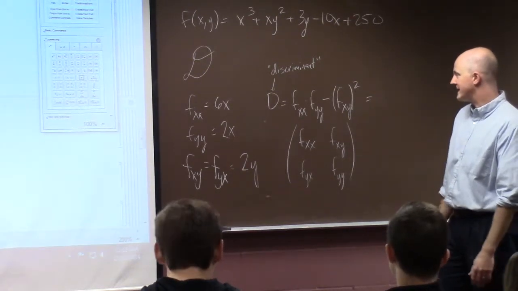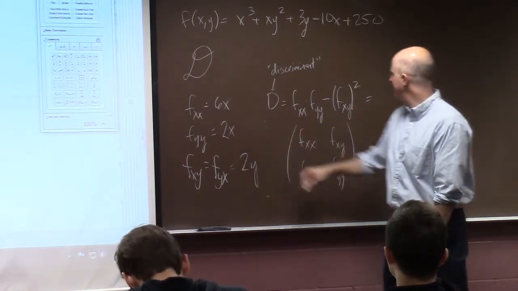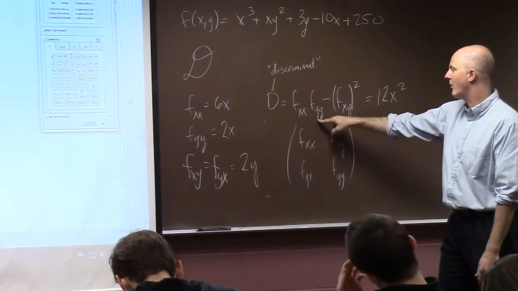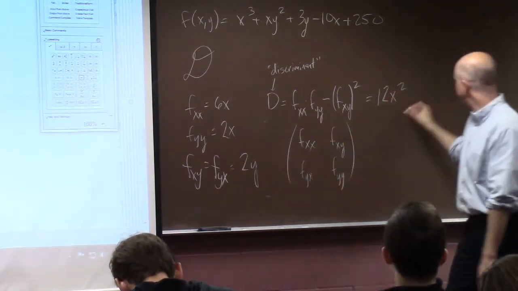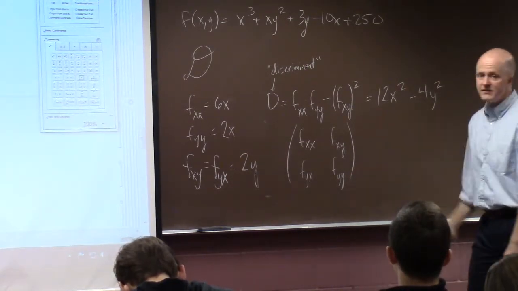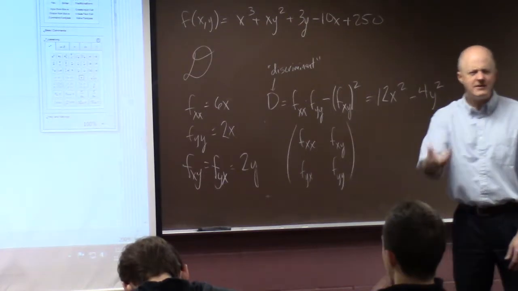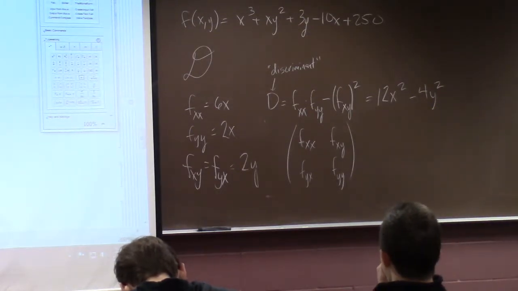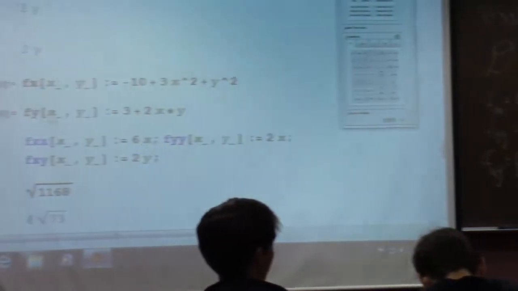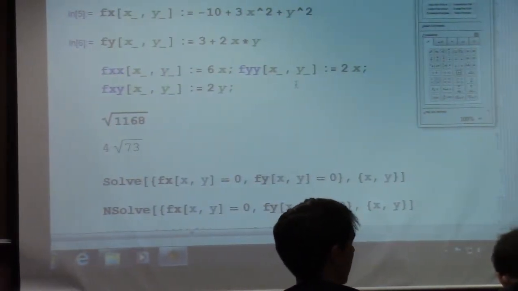What does it equal in this example? Multiply these things, fxx times fyy, and you're going to get 12x squared. Square this thing, you get minus 4y squared. That's a function of x and y. What do you need to do with this? What was the goal in using this for the completion assignment? Find what a critical point is.